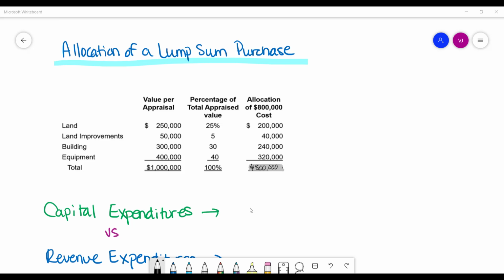All right, in this next video, we're going to look at how to account for a lump sum purchase, and then we will continue by talking about capital versus revenue expenditures and start our discussion on depreciation.